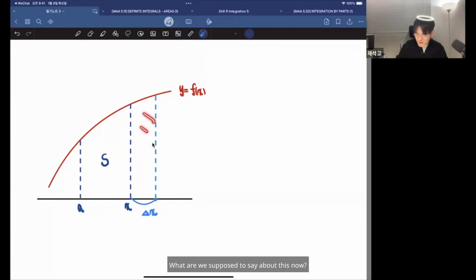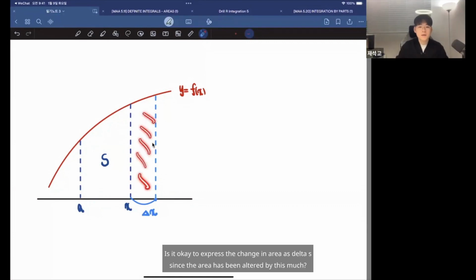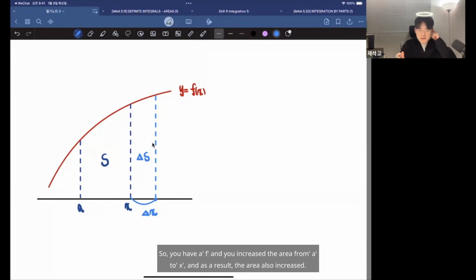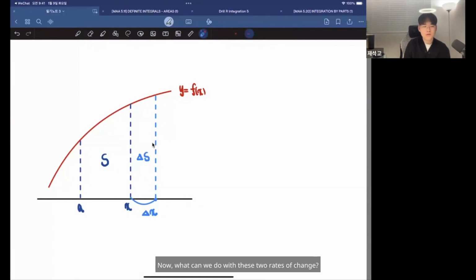What are we supposed to say about this now? Is it okay to express the change in area as delta S since the area has been altered by this much? Is it okay up to here? So you have a function f and you increase x from a to x, and as a result, the area also increased. You mentioned the increase in x as delta x and the increase in area as delta S. Now what can we do with these two rates of change?